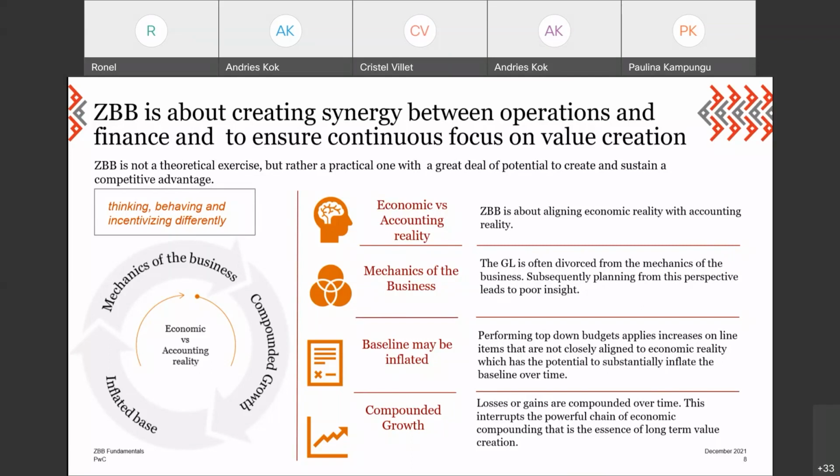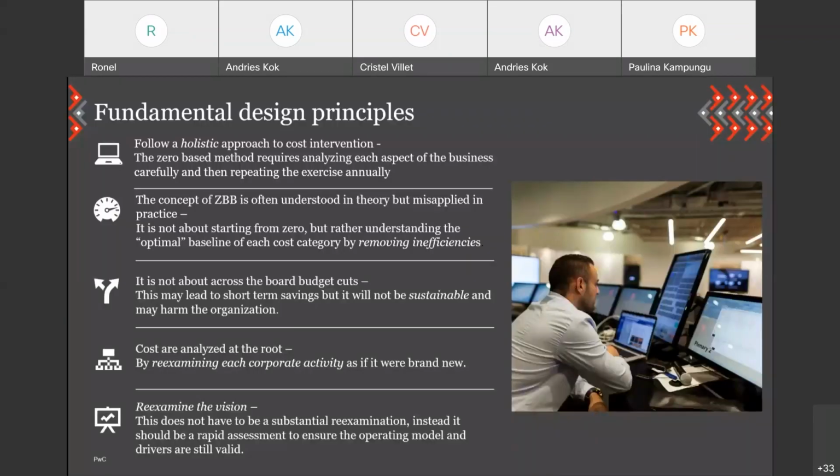So what we're saying fundamentally is remove inefficiencies, invest them in areas that create a competitive advantage, and do this over and over and over again in order to set in motion this chain of economic value creation. Exactly. And I think it's, like we say there, thinking, behaving, and incentivizing differently, thinking differently about how we go about it. With that, we'll go into the fundamentals of each of the design principles.